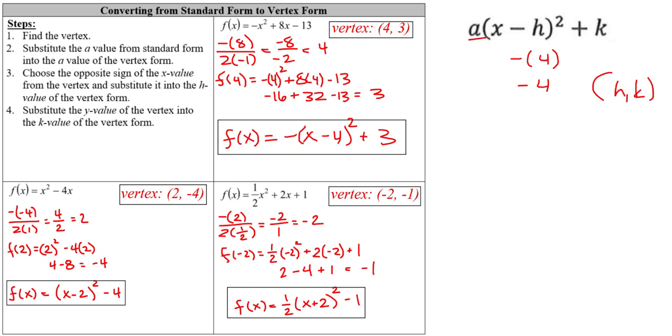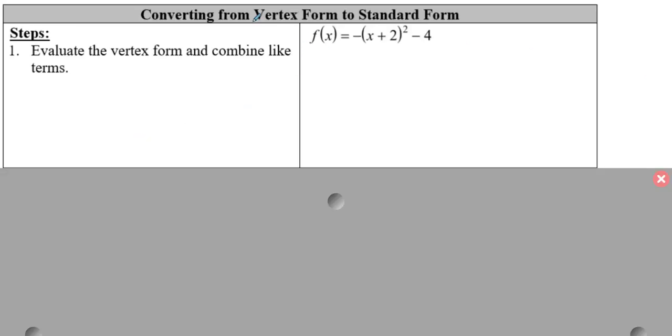All right, let's take a look at what we got next. We are going to convert from vertex to standard form. And this is something that we did many, many units ago. We are actually just evaluating. If we had something like this, look, what is my a value right here? Let's just do this for fun. My a value is -1.